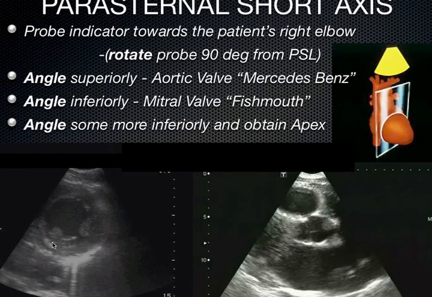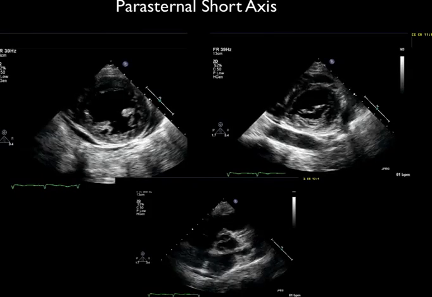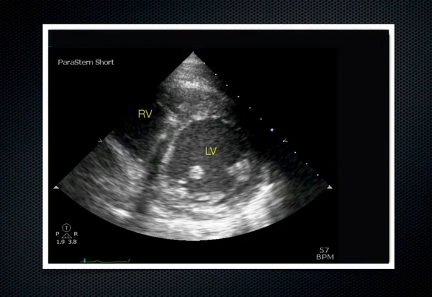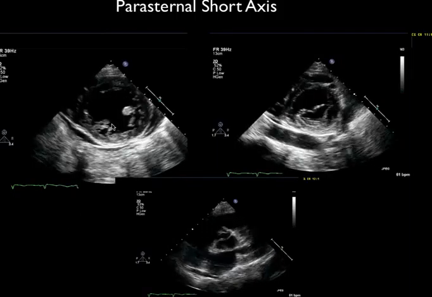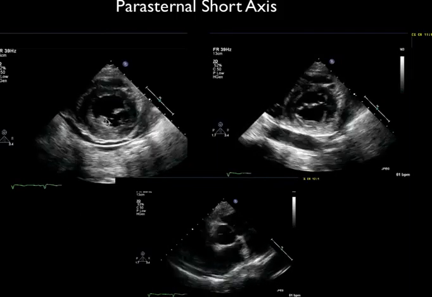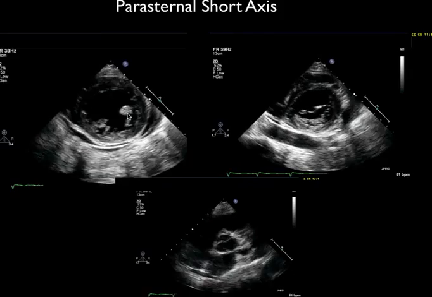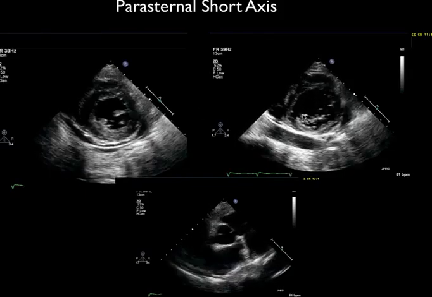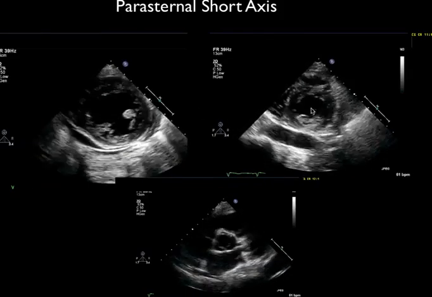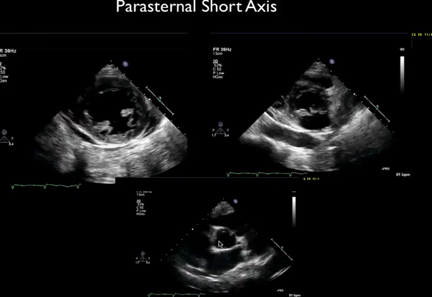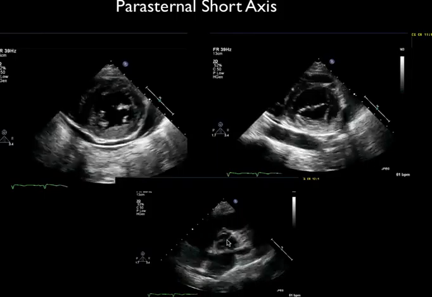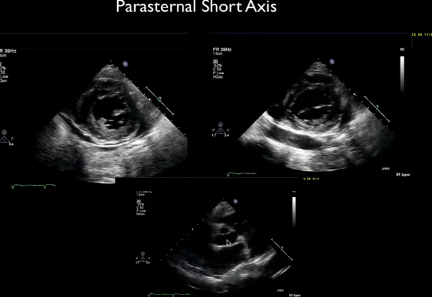So you've got the probe in the same plane, but you can just be at different cross sections. The probe is really the same plane, but here we are very distally at the mid-pap view, where we see the papillary muscles. We get a little more proximally, and we can see that fish mouth view of the mitral valve. And then even more proximally in the parasternal short axis, we can see the aortic valve.